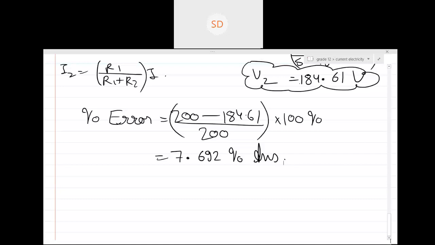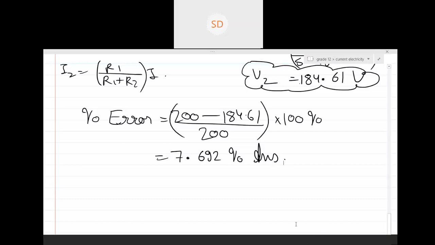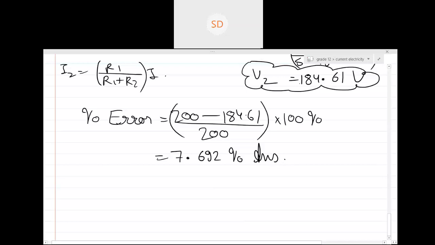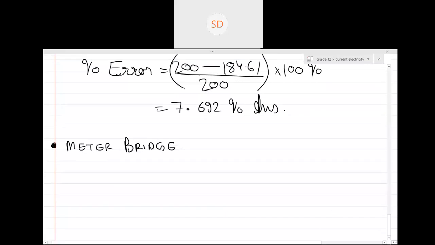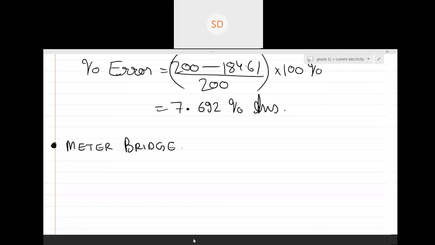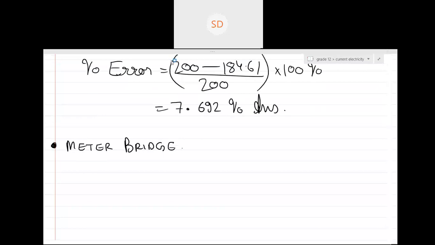Shall we start with the meter bridge now? Yes, sir. Let's start with the meter bridge. I will put the diagram on the net, obviously. Next heading, write down meter bridge. What is the meter bridge? I'll try to draw it.